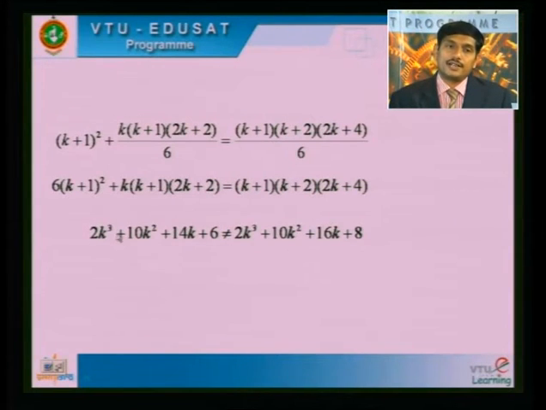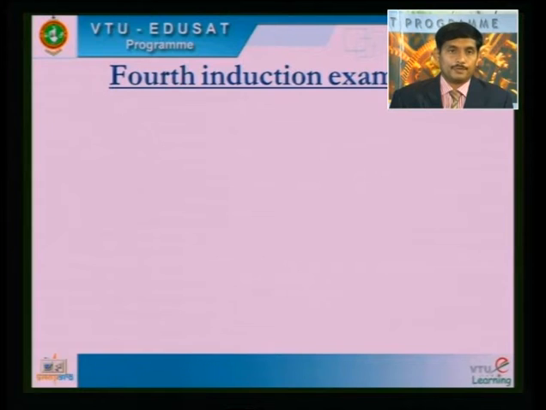In the right hand side, the first term is equal, the second term is also equal, but the third term on the left represents 14k, while in the right hand side 16k plus 6 will be there. These two are not equal, which means the formula is wrong.